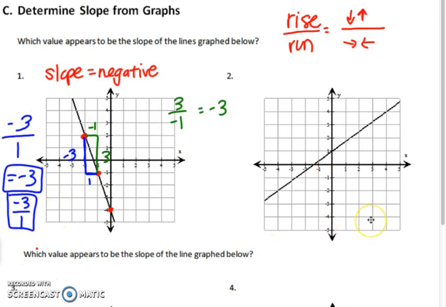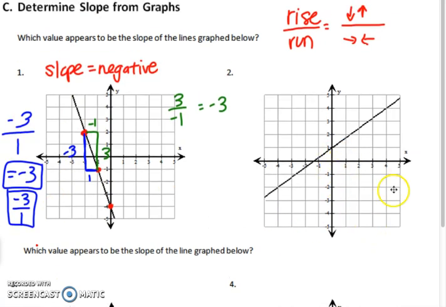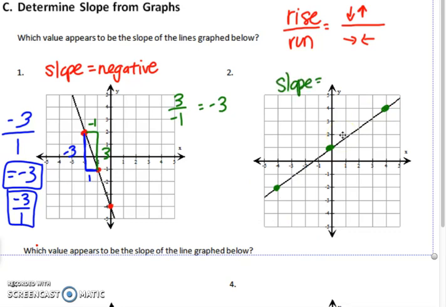So let's look over here on number 2. I need to find 2 points that cross nicely. Here is 1 point. Here's a point. And then there's also a point down here. So when you look from left to right, you can notice that that line is going up. So you know that slope is going to be positive. So now you just need to make your slope triangle.